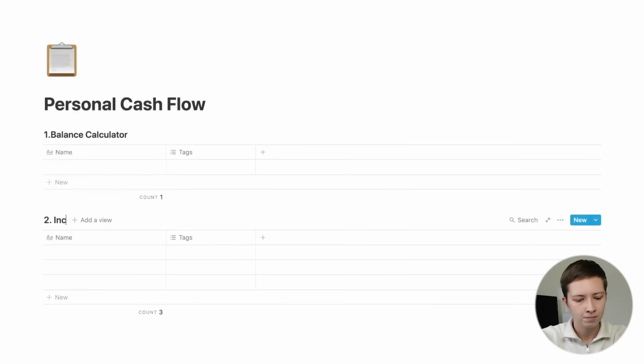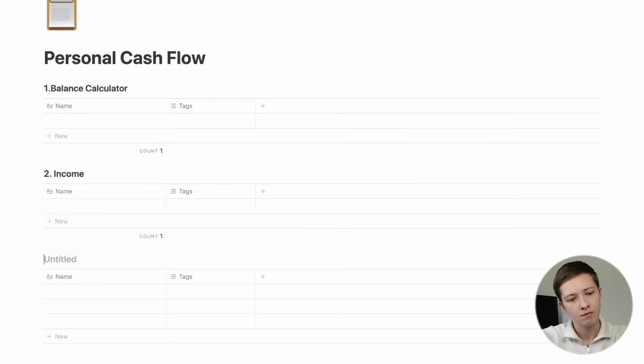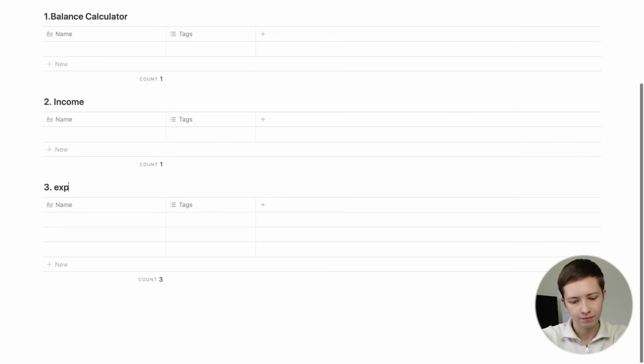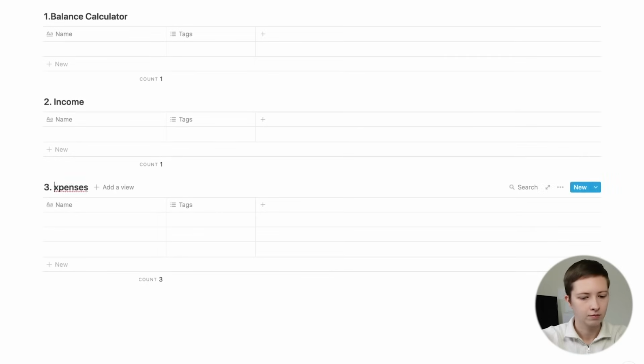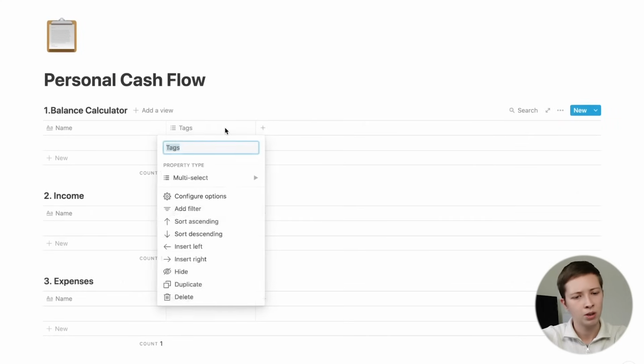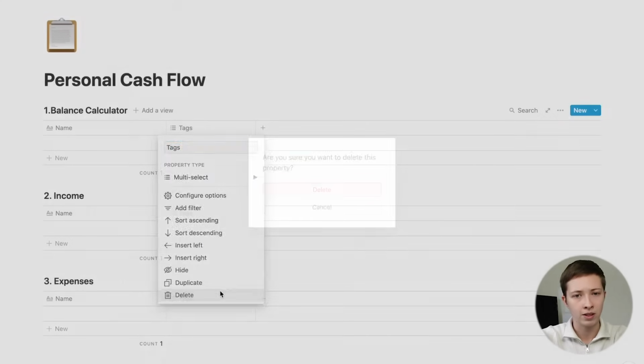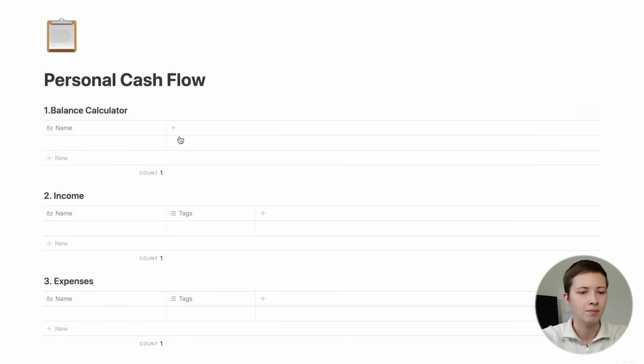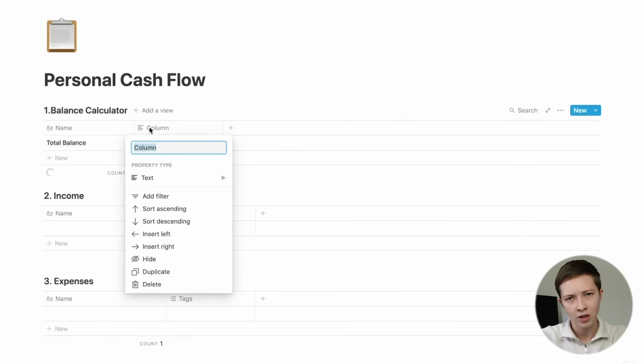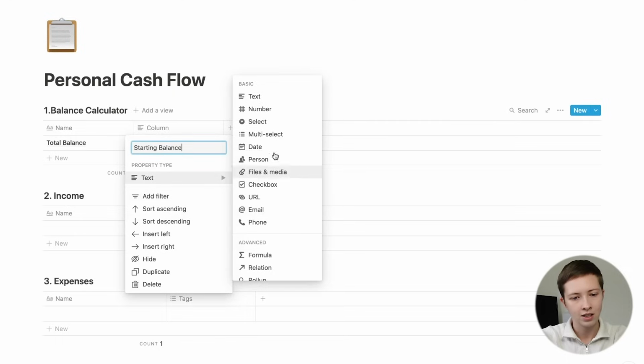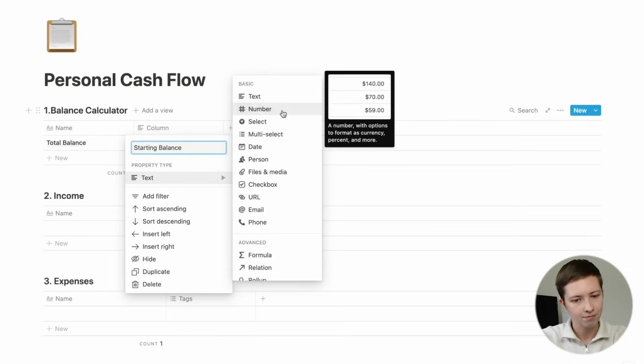Call this income, and this one expenses. So the first thing I want to do is get rid of this tags property that comes with a new inline table. And I'm going to give this one row its name, which is total balance. And then I'm just going to create that starting balance property because we don't really need anything for that. So starting balance, and turn the text into a number property.